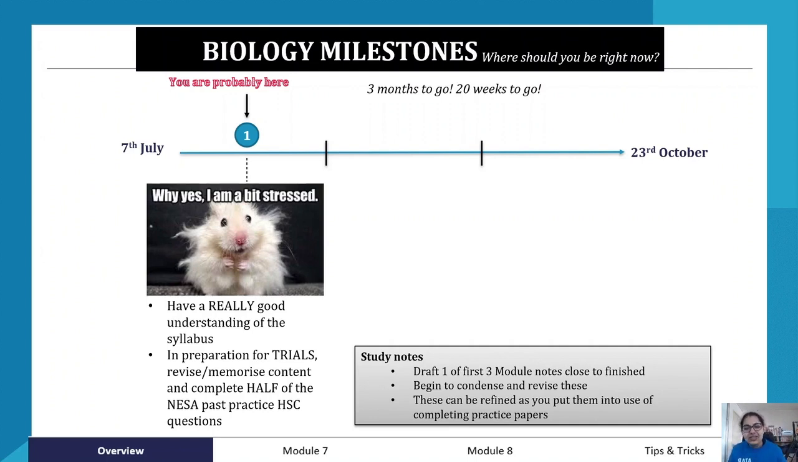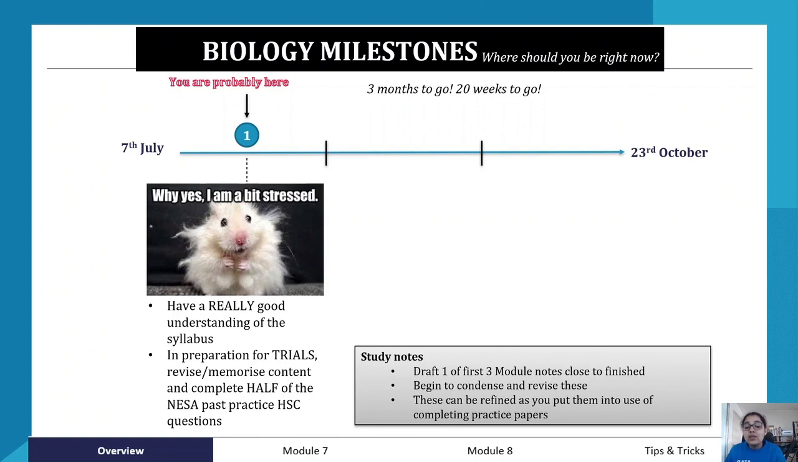So yeah, have a good understanding of the syllabus and where you are in the syllabus. In prep for the trials, revise and memorize content. Complete half of the NESA practice paper. So this is basically so that you can use 2 papers now and then 2 in the lead up to the HSC. You can obviously find lots of trial practice papers from other schools online as well, like past papers as well. So you can definitely check that out. But right now, it's about setting up that foundation for the trials and then ultimately for the HSC.